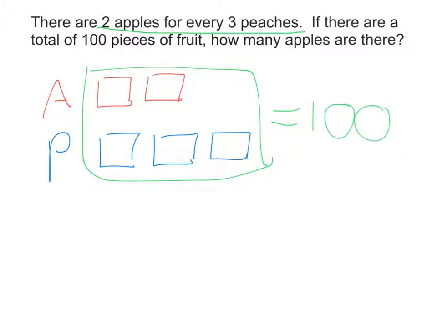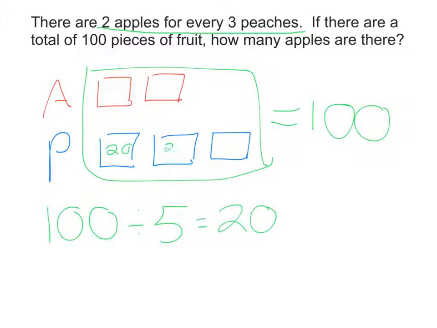Okay, so to solve for how much is in each box or each piece, we know that we have 100 pieces of fruit, and that's divided up by the 1, 2, 3, 4, 5 boxes. So 100 divided by 5 equals 20. So we know that each of these is 20. Since they're all equal, remember it's a ratio, so they all have to be equivalent.